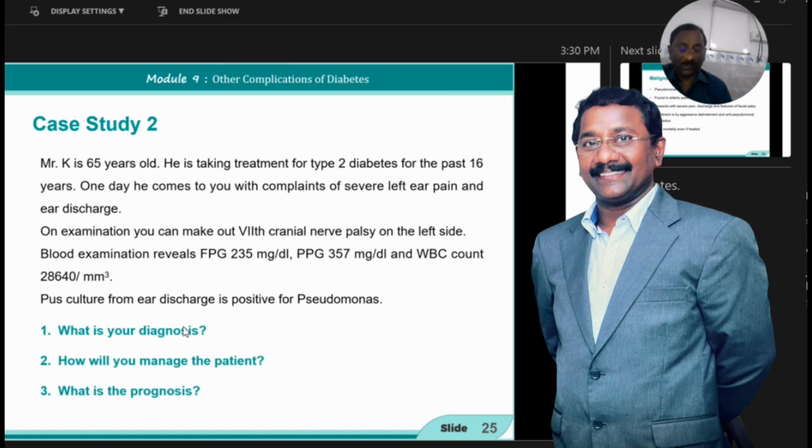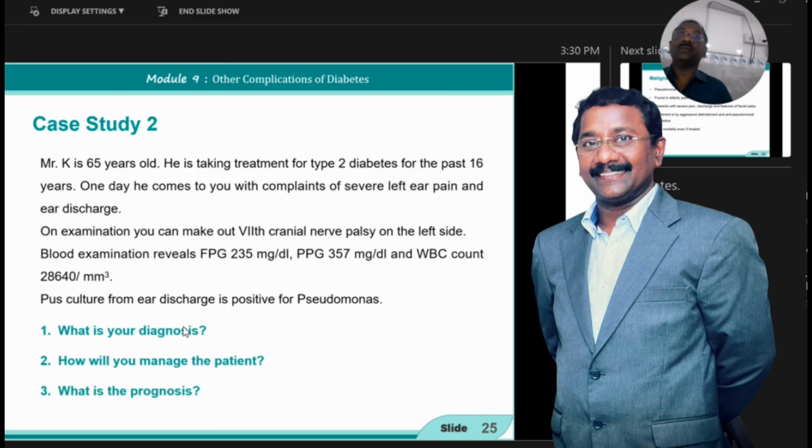So what is our diagnosis? It's a malignant otitis externa. How will you manage this patient? Treat the diabetes aggressively with insulin and anti-pseudomonal antibiotics. So what are the anti-pseudomonas antibiotics?